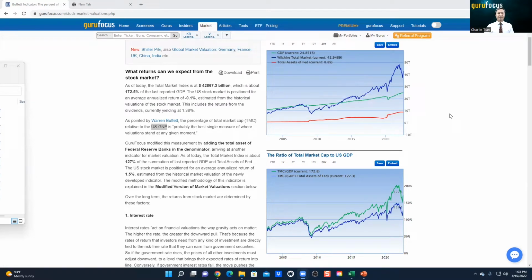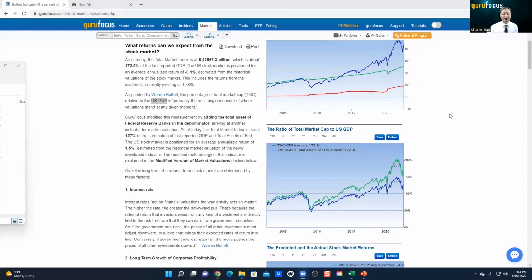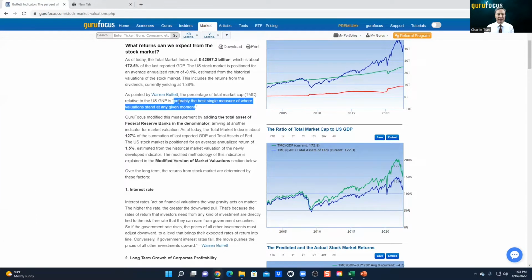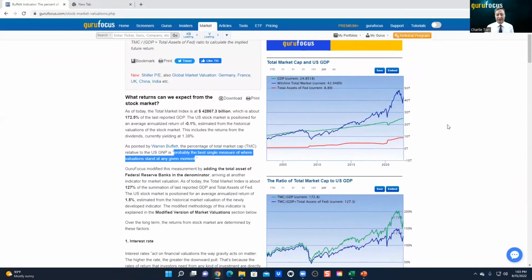Okay, so what is the Buffett indicator? The Buffett indicator is actually a very simple ratio. The ratio is the total market cap divided by the GNP. GNP is gross national product. And this ratio, as Warren Buffett said, is probably the best single measure of where valuation stands at any given moment. That's what he said; I quote him. So let's look at the numbers here.